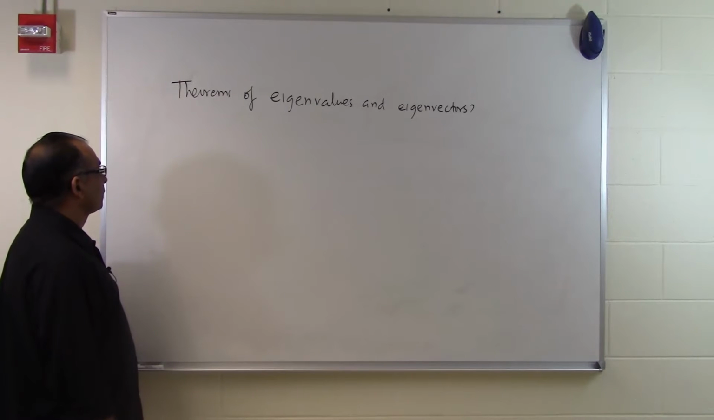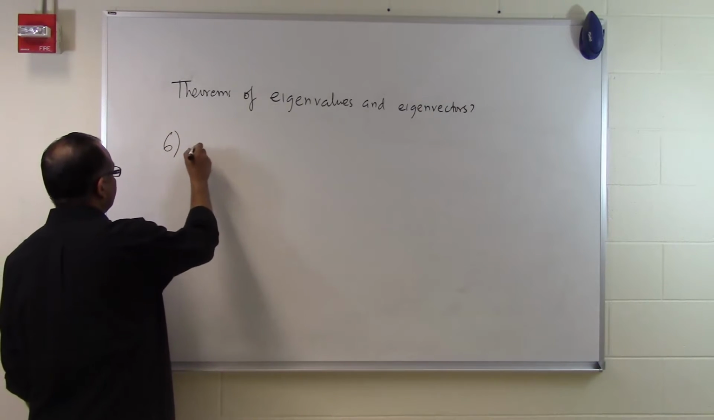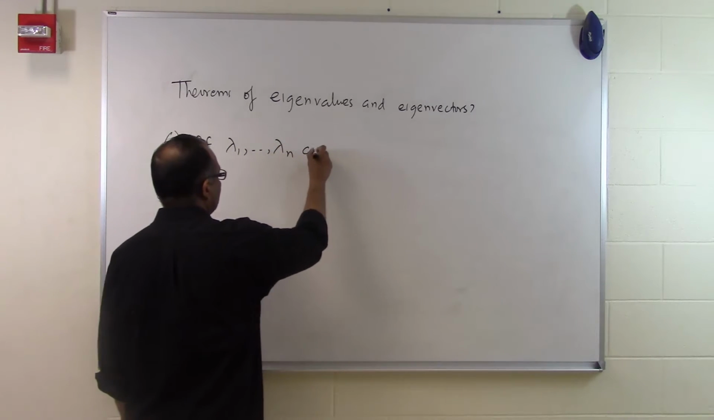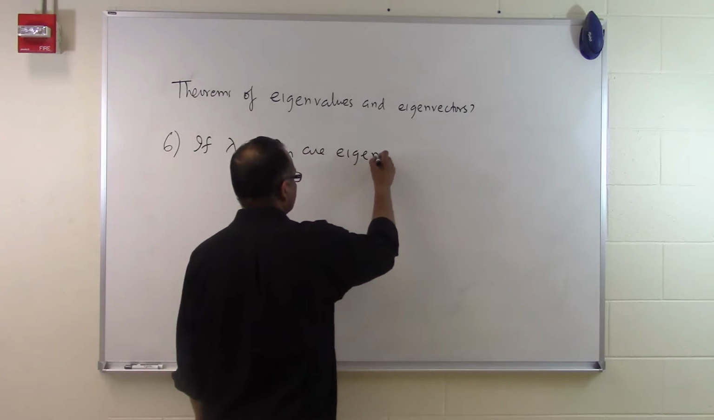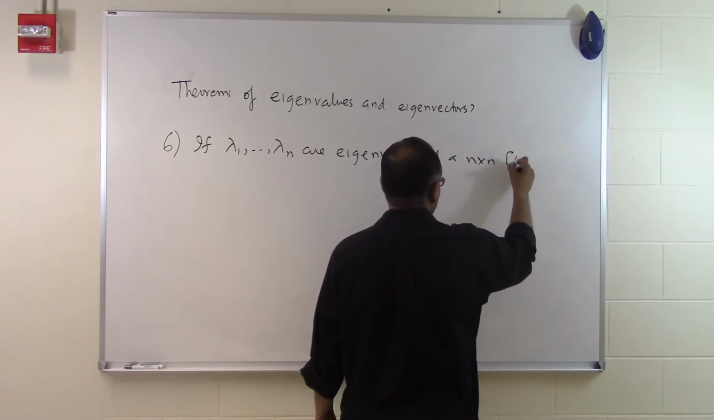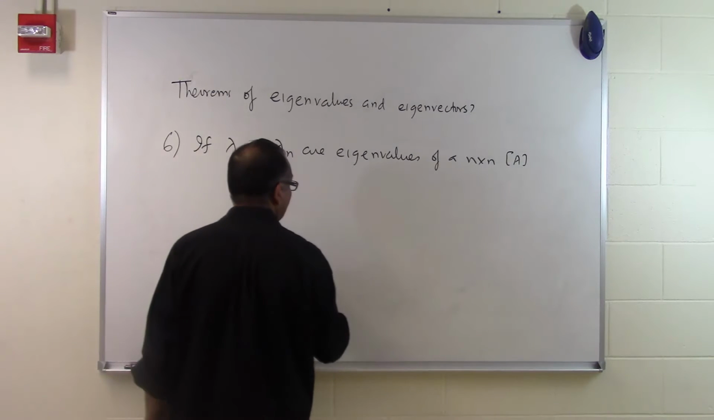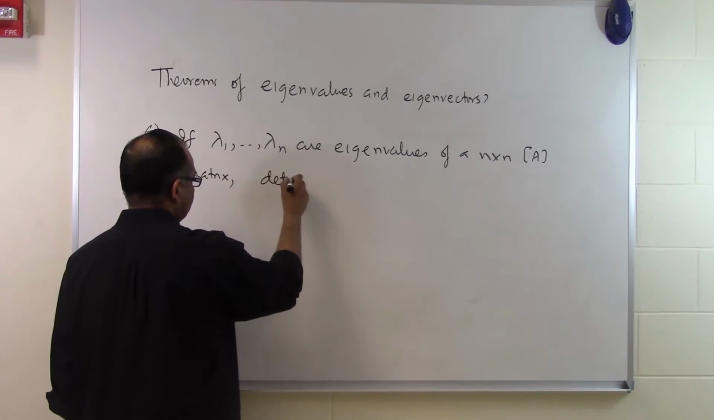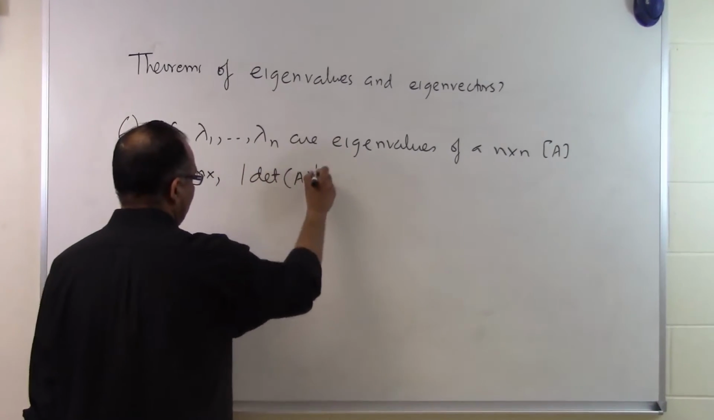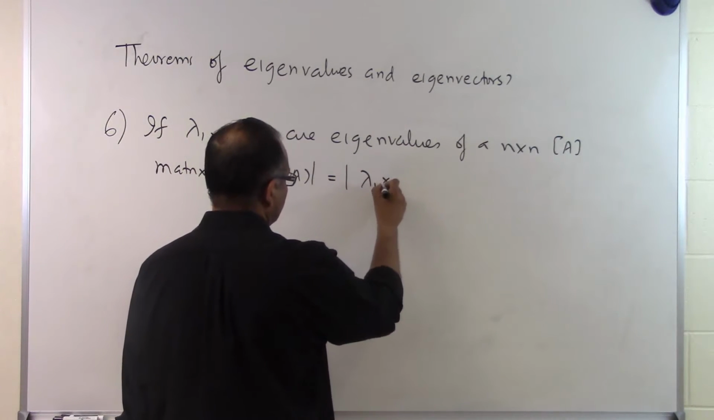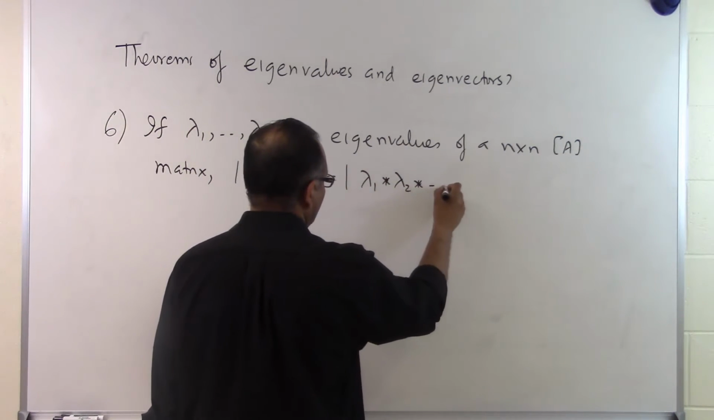In this segment, we're talking about some theorems corresponding to eigenvalues and eigenvectors. One of the theorems says that if lambda 1 up to lambda n are eigenvalues of an n by n matrix A, so you have a square matrix which is n by n, then you can find that the absolute value of the determinant of A will be equal to the absolute value of the product of all the eigenvalues.